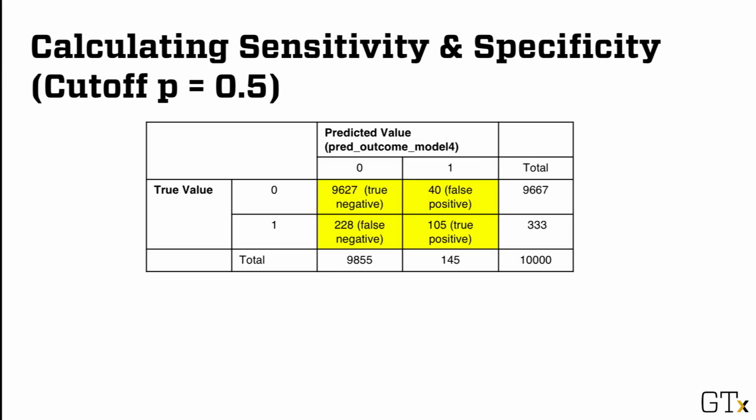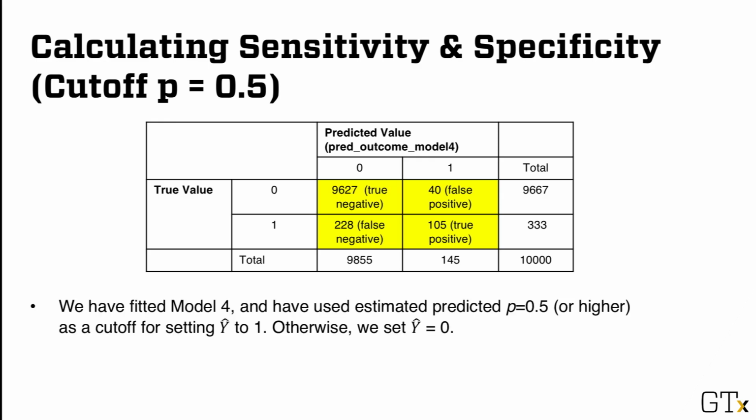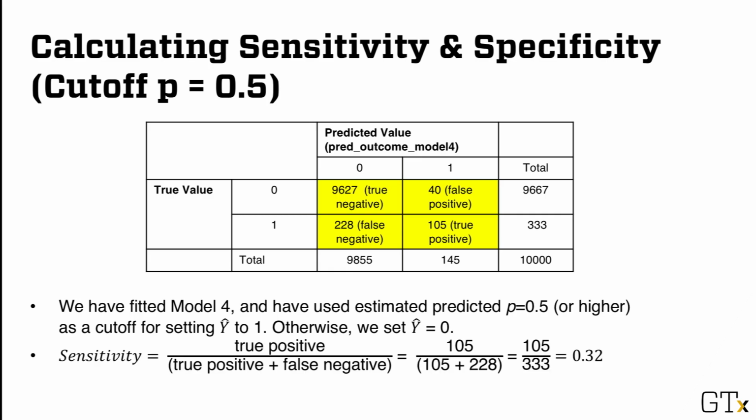So, we are going to use the confusion matrix to calculate sensitivity and specificity, and we have seen these values from the crosstabs function in R, which got us these values: true positives, false negatives, true negatives, and false positives, and we can calculate sensitivity and specificity for model 4. So, sensitivity is true positive over true positive plus false negative. It is 105 over 333 or 0.32.